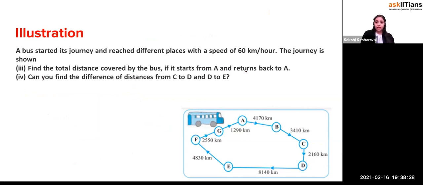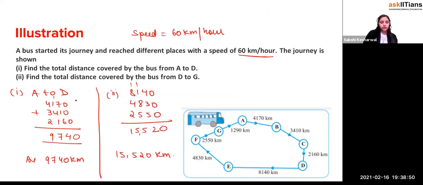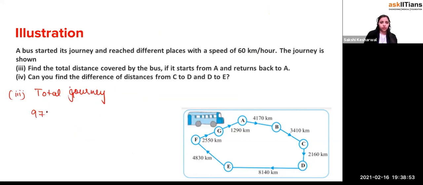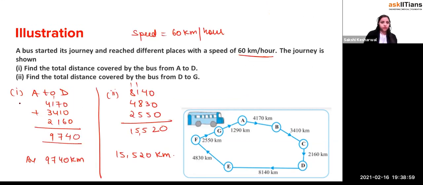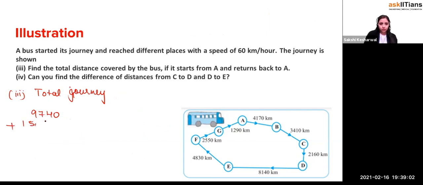Okay, now coming to the third part, find the total distance covered by the bus if it starts from A and returns back to A. So we have already done till where, beta? From A to D we already calculated. From D to G we have already calculated. So just we have to add what, beta? So for the third part we have already done the addition. So total journey will be how much, beta? Total journey will be equals to what, beta? We have already done. So the first part, what is the answer? We got 9,740 plus the second is 15,520, right? So plus 15,520, right? And now you have to just add this one, right or not? So this will be equals to what?